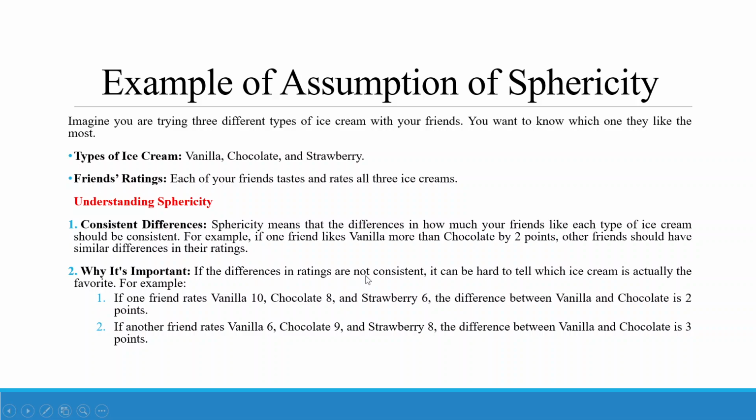If the differences are not consistent, why is it important? If the differences in ratings are not consistent, it can be hard to tell which ice cream is actually the favorite. Let's take an example. If one friend rates vanilla 10, chocolate 8 and strawberry 6, the difference between vanilla and chocolate is 2 points. If another friend rates vanilla 6, chocolate 9 and strawberry 8, the difference between vanilla and chocolate is 3 points. So here the difference is 2 points and here the difference is 3 points. So we cannot compare. So that is the assumption of sphericity.